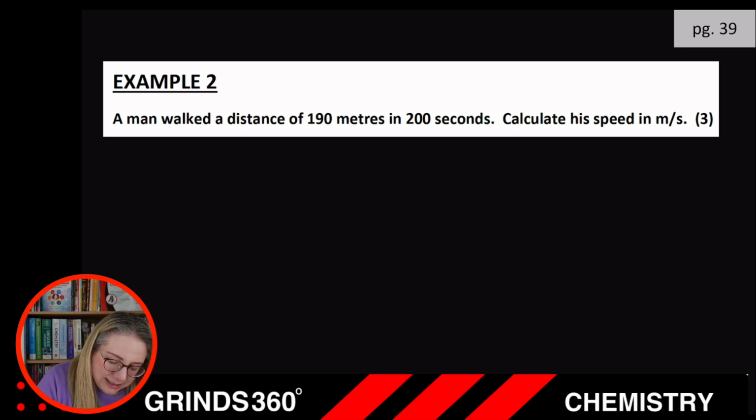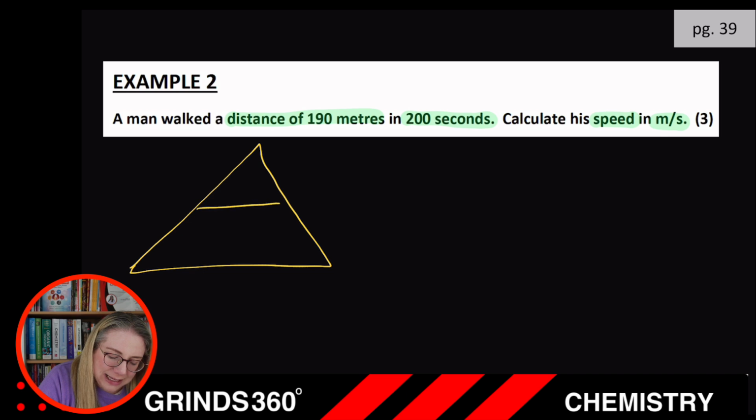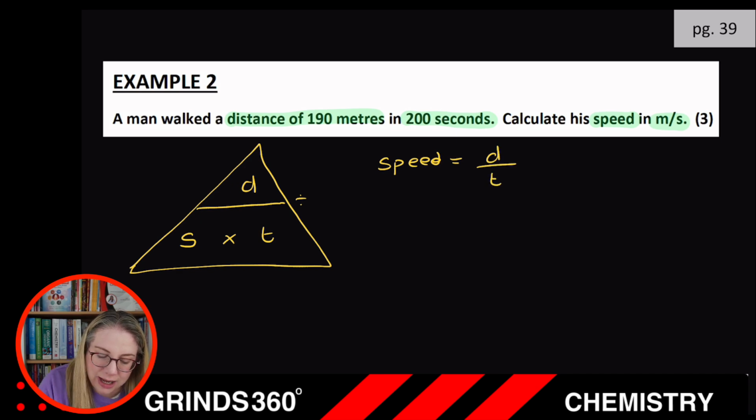A man walked a distance, so the distance is 190 meters in 200 seconds. Calculate his speed in meters per second. Again, this is asking me to calculate speed. So before I do anything else, we write our triangle for calculating speed. Speed, distance, time, like that. Now we want speed, so speed is equal to the distance divided by the time. Look at the unit for speed. It's in meters per second. That means the distance has to be in meters and the time has to be in seconds when we substitute in.